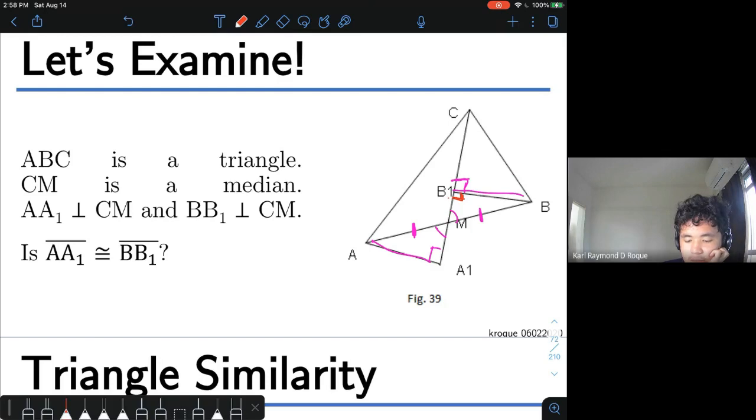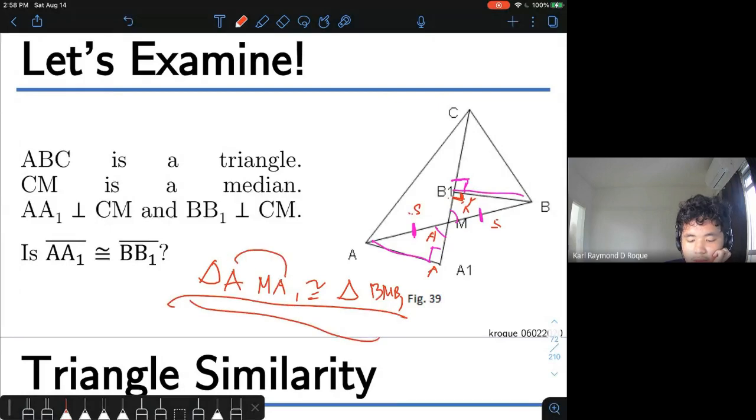SAA. Bale, triangle AA1 is congruent to triangle BB1. Ayan. AA1, BB1. So, congruent by SAA.